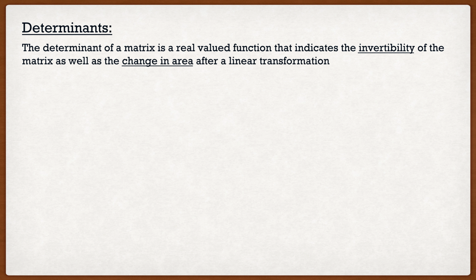Now, the determinant of a matrix is a real valued function, meaning that if you guys take a determinant of a linear map or a matrix or a tensor, you guys are going to get just a single value. Now, this is very important because it indicates two things. First of all, the invertibility of the matrix or the tensor, and the second one is the change in area after a linear transformation. Now, you guys may be very familiar with the first part.